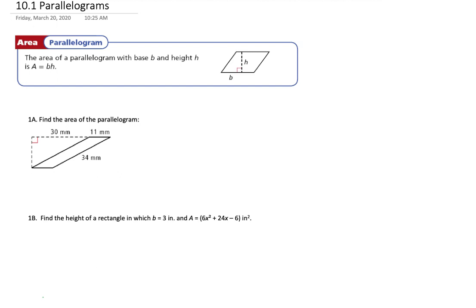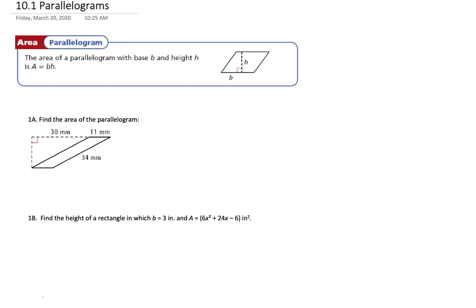So 10.1, we're going to talk about parallelograms, triangles, trapezoids, rhombuses or rhombi, and kites, I believe. So this whole chapter is on extending our knowledge of perimeter, circumference, and area. So it's not really anything new, we're just digging deeper into it. So let's start 10.1 with parallelograms.